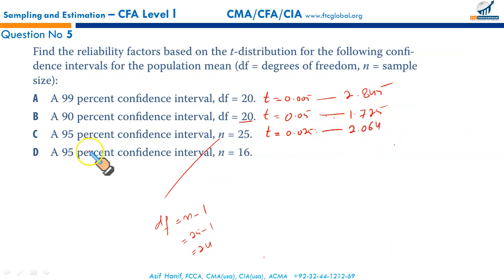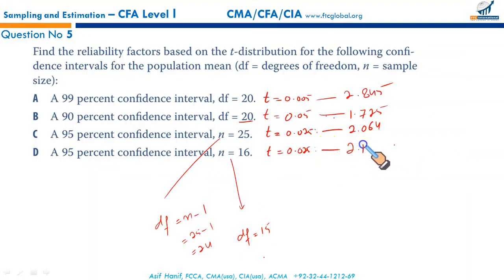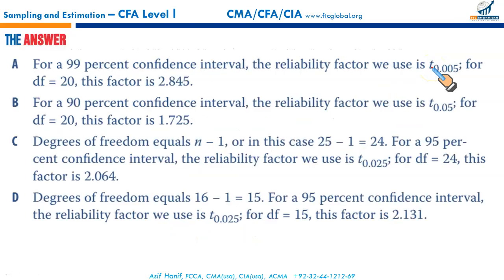And last, at a 95% confidence interval, n is 16. n is 16 means the degree of freedom will be n minus 1, 16 minus 1, that is 15. And at a 95% confidence interval, the tail probability is still the same. Let's look that up in the t table. So we are right here, coming down the column. This is the one, 2.131. And they will all match with the numbers given at the end, as you can see.